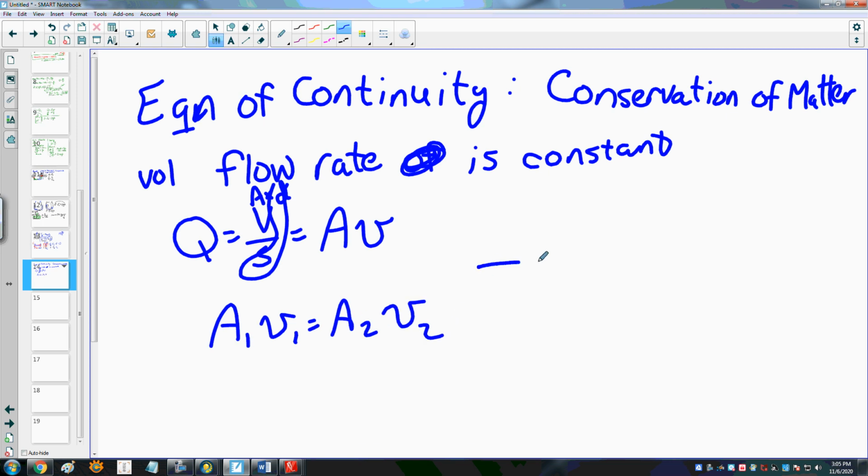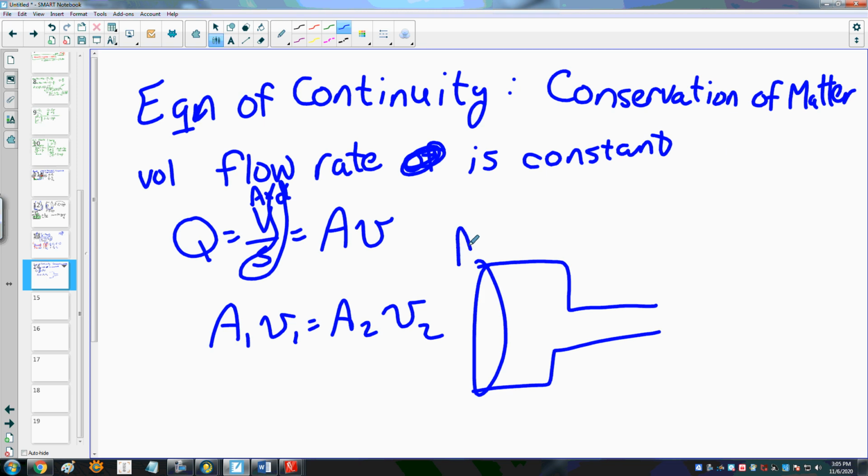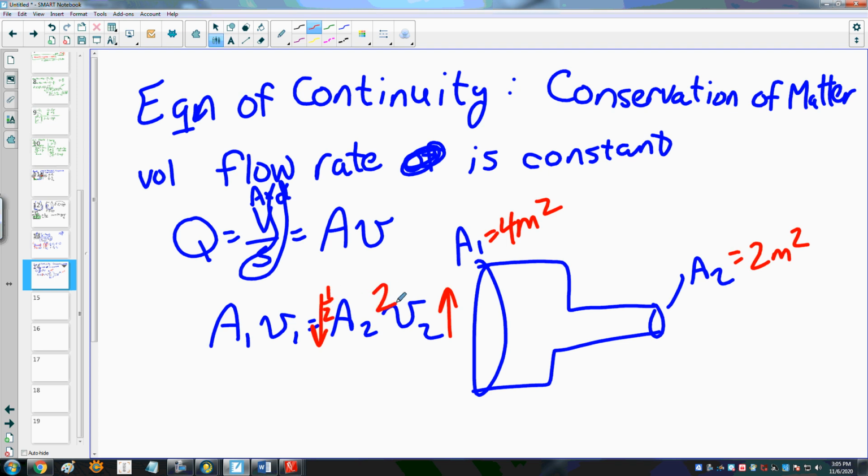And so the common scenario that you have is you have a pipe that changes its area. This is A1, this is A2. Here the area is getting smaller, but you could have it getting bigger as well. A2 is decreasing. That means that V2 has to increase. So let's say that this is 4 square meters and this is 2 square meters. It's decreasing by a factor of a half. That means that the speed has to increase by a factor of 2.